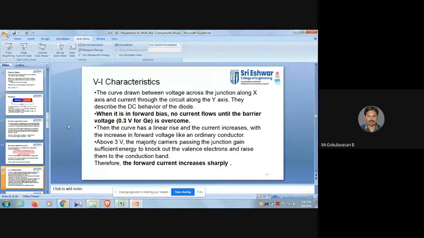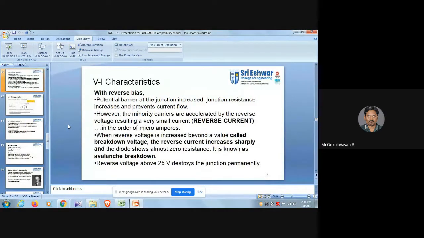Coming to VI characteristics, the curve is drawn between voltage across the junction along the x-axis and current through the circuit along the y-axis. They describe the DC behavior of the circuit. When it is in forward biased condition, no current flows until the barrier voltage, or potential barrier, 0.3 volt for germanium and 0.7 volt for silicon, is overcome. Then the curve has a linear rise and the current increases. Therefore the forward current will increase very sharply. There is a curve I have drawn, you can see it.